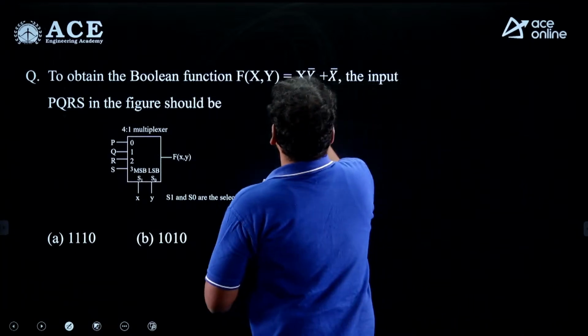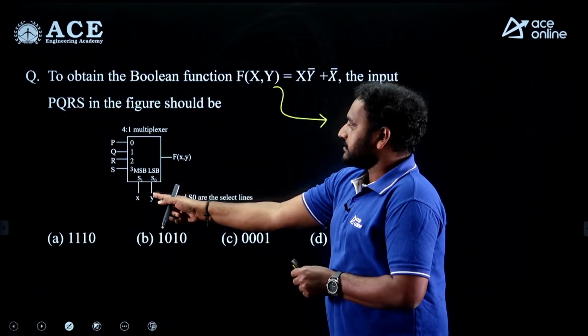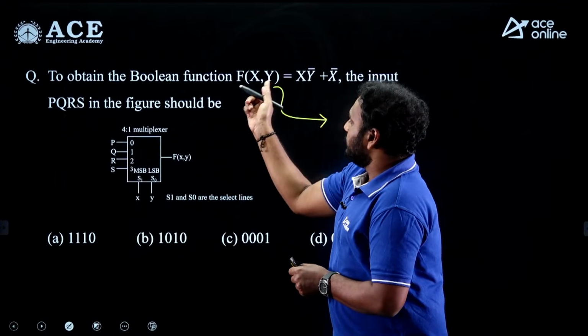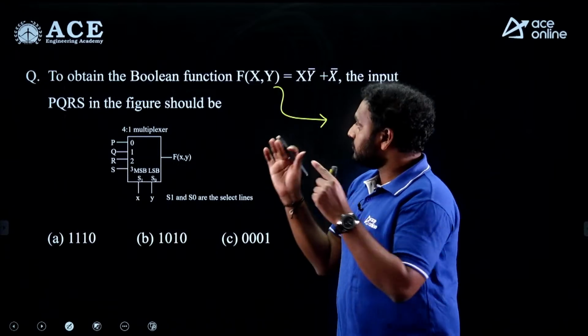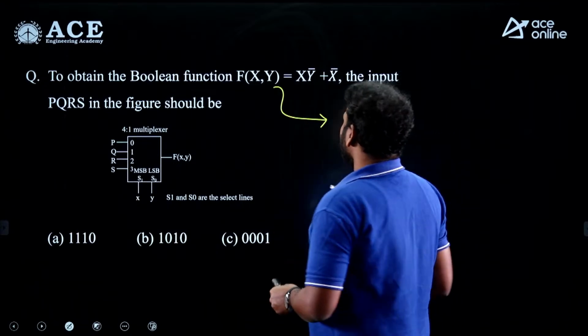So first we have to understand this function. Given is a 2 variable function, there are 2 select lines, so that just with the mapping of ones and zeros you will get the answer. If you find more than 2 variables here, as there are only 2 select lines, then you will have to start with the table. But for this, no need of table, it's a straightforward question.